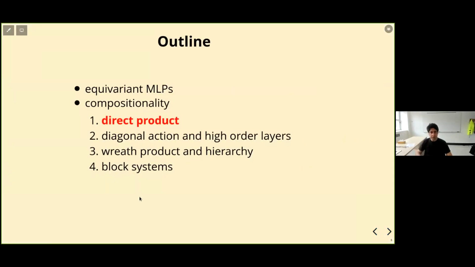Now that we know what equivariant multilayer perceptrons are and we know how to build them, let's look at different types of compositionality. So the first one is direct product. As I go through these examples, I'll give you one example first to motivate it, and then I'll talk about the general case.